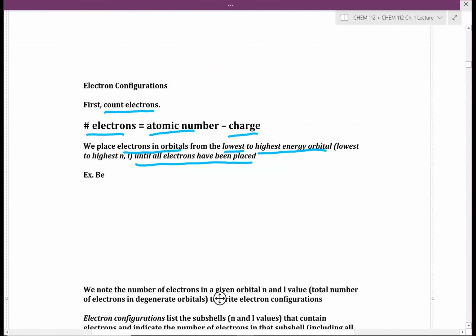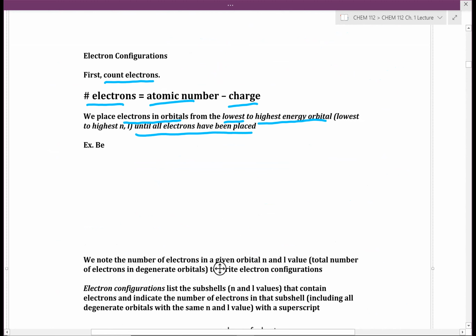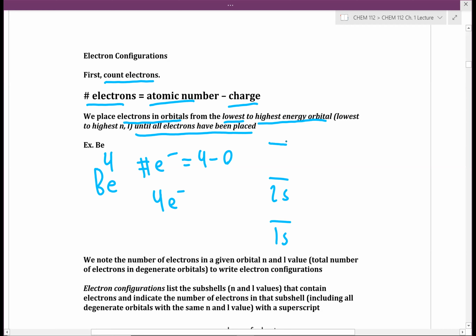So let's start with beryllium. If we look up beryllium in the periodic table, what is beryllium's atomic number? The periodic table is both on the board and in your notes. Yep, so beryllium's atomic number is 4. So in this case, our number of electrons is equal to 4 minus 0, so we have 4 electrons to work with. Now we're going to replicate our baseline orbital energy diagram. So we have the 1s, the 2s, and then our 2p orbitals.